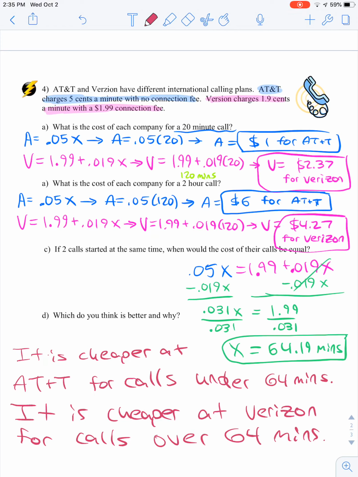If you want to be able to make a lot of calls that are really long, you'd rather have Verizon. If you want to be able to just have a few minutes per plan that you're going to actually use, then it would be cheaper to use AT&T. And that wraps up this lesson.